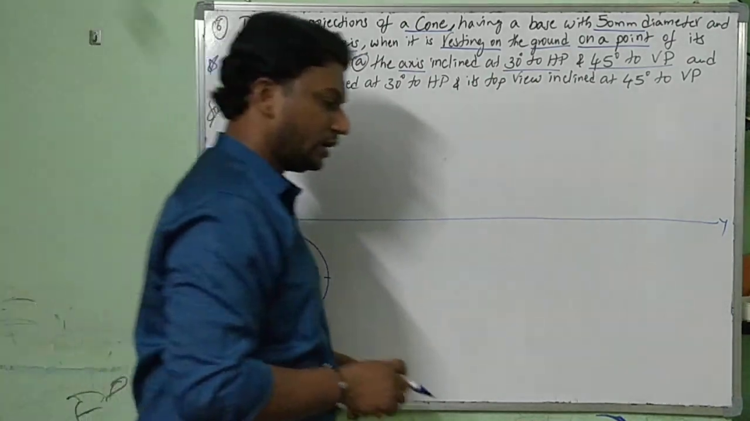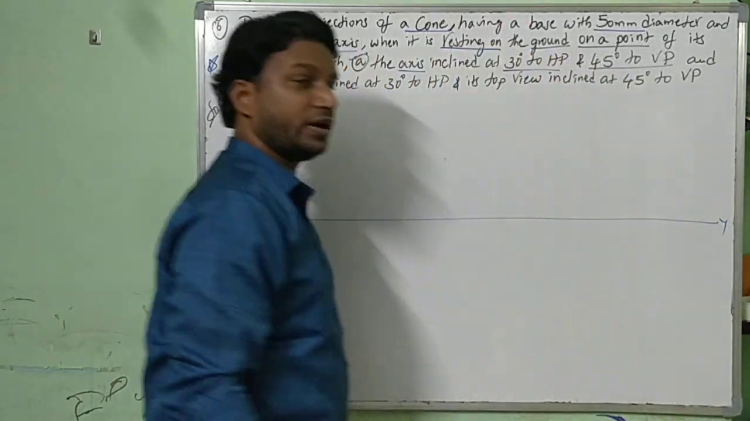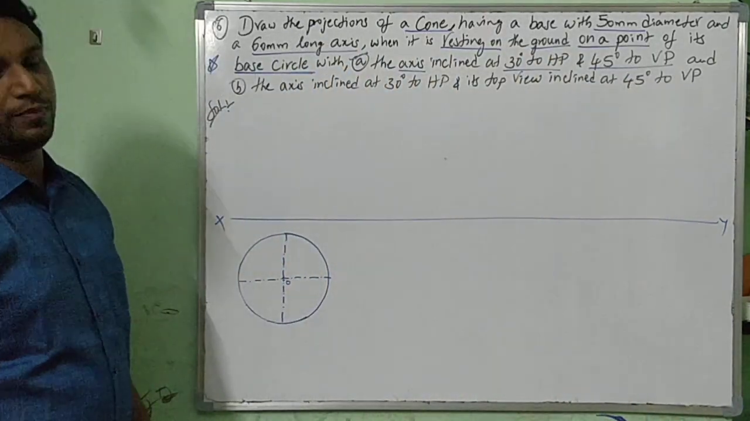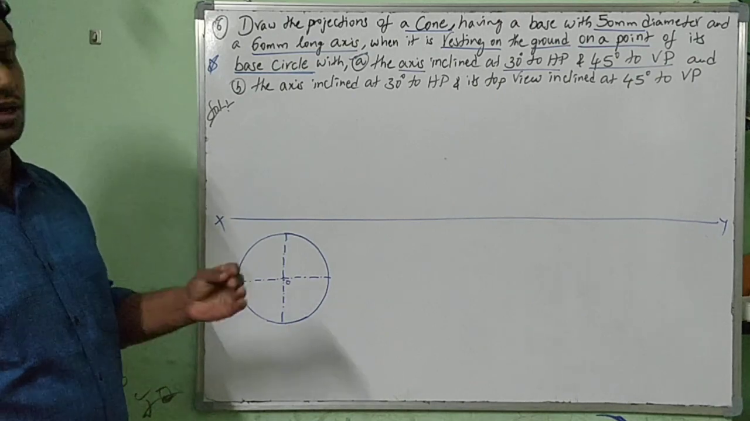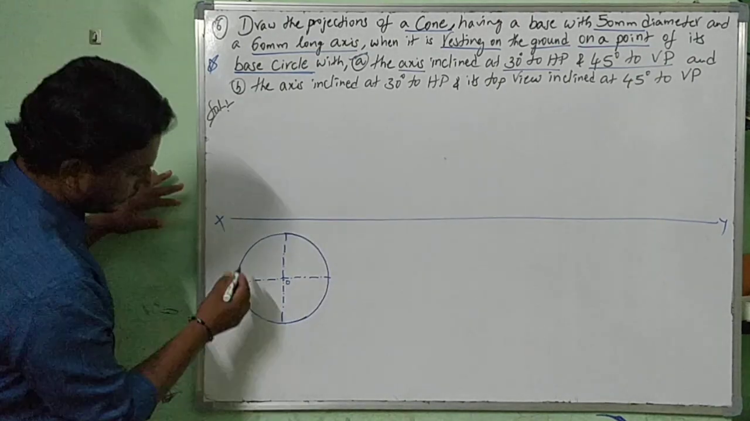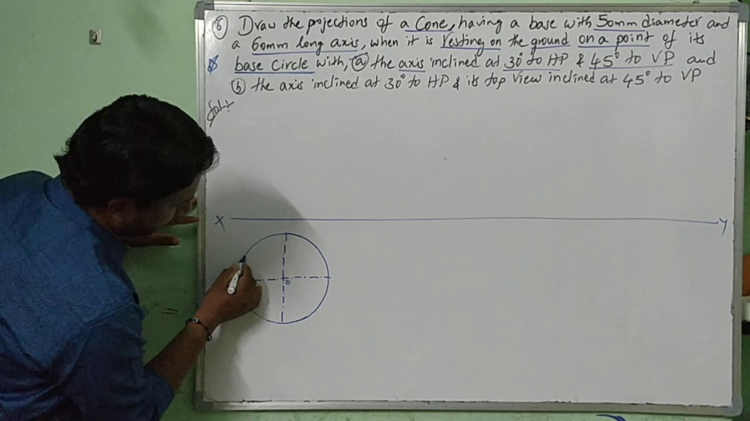Now, as usual, the circle is supposed to be divided into 12 equal parts for drawing a smooth elliptical curve in the next projection. So, divide your circle into 12 equal parts.